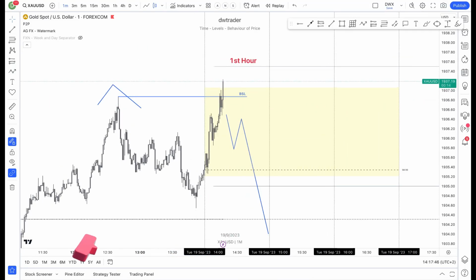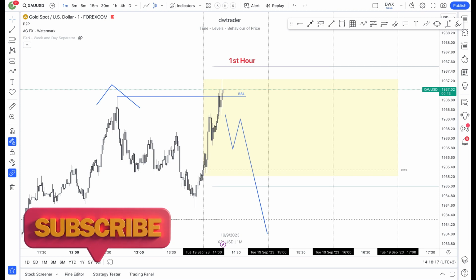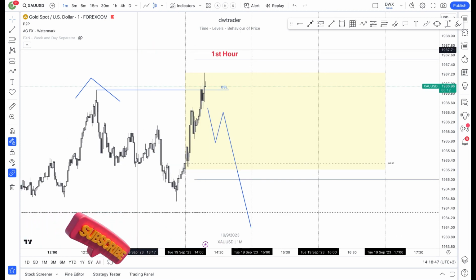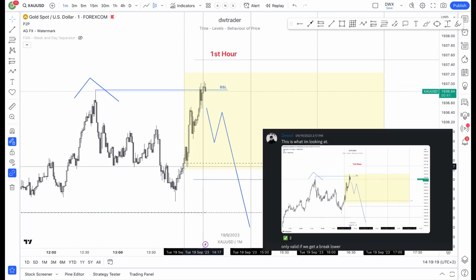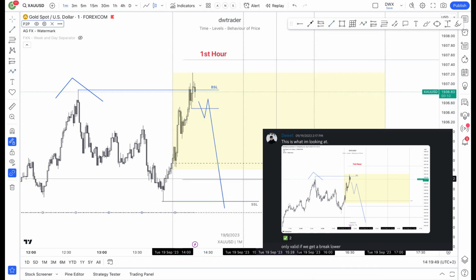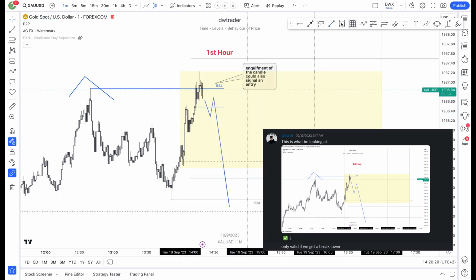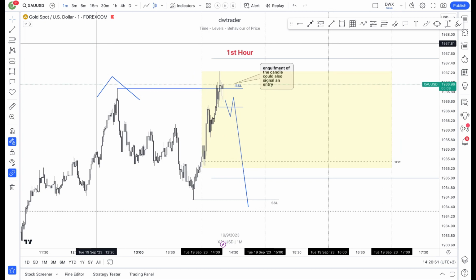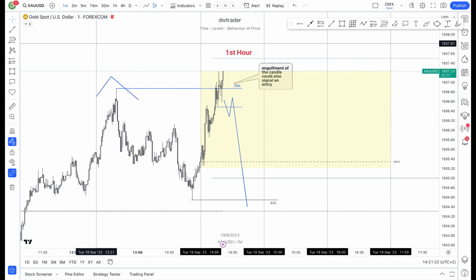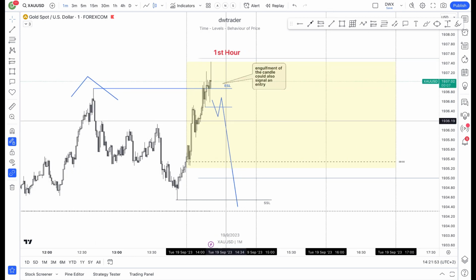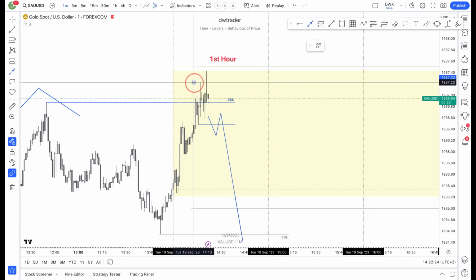In this video we're going to have a look at a gold short trade based on the information in the first hour, followed by information then in the second hour. We're going to have a look at previous highs and lows just before the first hour, and I'm going to explain to you why I looked for shorts and why I shared this trade idea in the community.